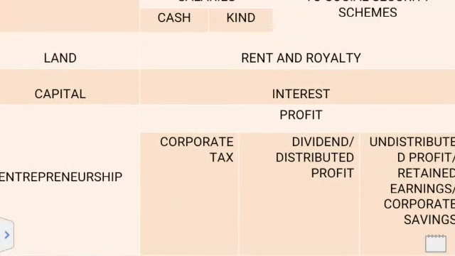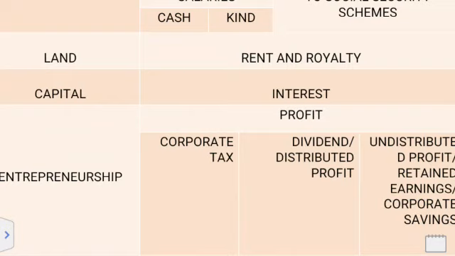Now the third factor of production is capital. For capital, the factor income is interest. It is direct. Now coming to the last and important factor of production, that is entrepreneurship, which takes the risk and coordinates the entire production process. And because of that factor of production, the income that entrepreneurship gets is known as profit.